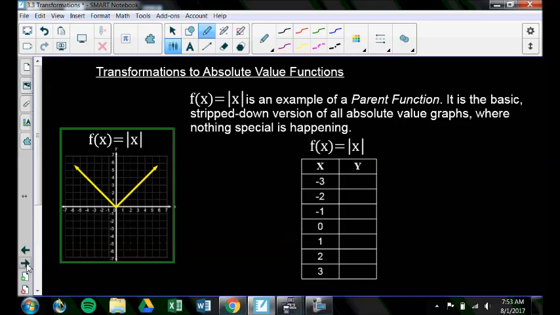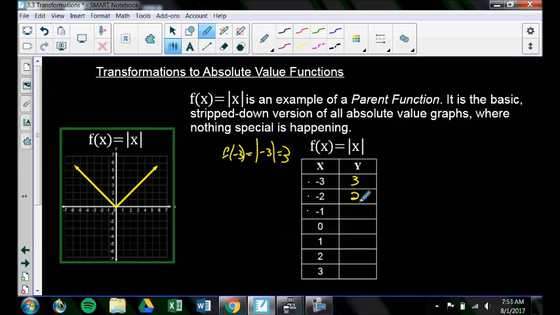So we'll talk about transformations to absolute value functions in detail in this video. f of x equals the absolute value of x is the parent function of an absolute value. It makes this v. The reason it makes this v is if you plug in negative numbers for x, like if I were to do f of negative 3, that becomes the absolute value of negative 3, which is just 3. Absolute value just makes things positive. I'm not sure why that 3 isn't appearing. There we go. So we get 3.